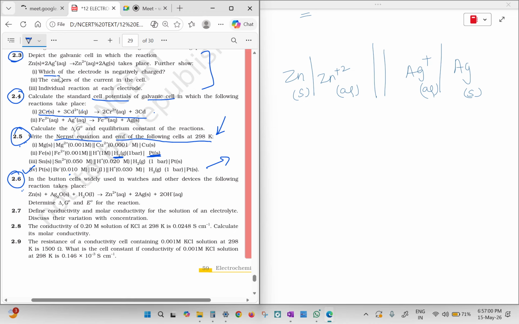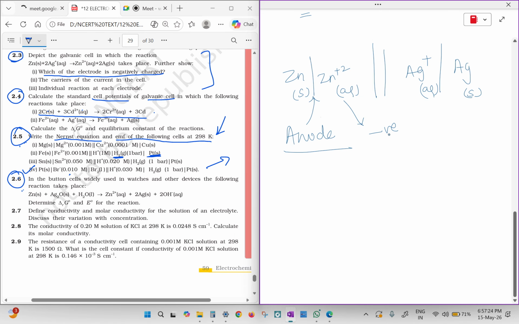Which of the electrodes is negatively charged? Which is negatively charged, children? Zinc or silver? Zinc, ma'am. Anode is negatively charged. But don't write anode is negatively charged. Identify that zinc is anode and zinc is negatively charged. The carriers of the current in the cell are always ions. The carriers in an electrolytic solution, the moment you have a solution, it is ions.